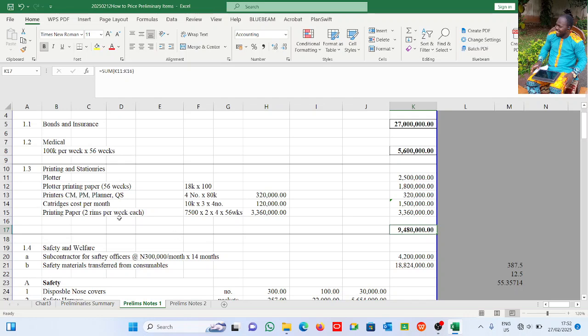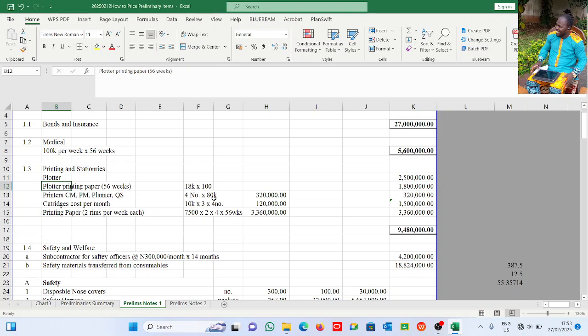All right, they all need printers to execute their works effectively. They need printing, they do printing betimes, so we'll be needing printers for them. Now what we have here is this: we need a plotter. A few years ago, say 2 years ago, a plotter was about 1 million naira. Now it is 2.5 million naira. And of course, the plotter will be using paper, right?